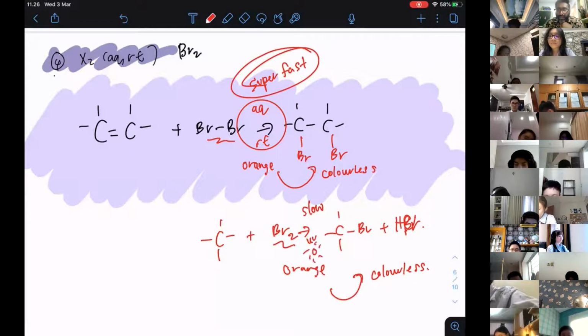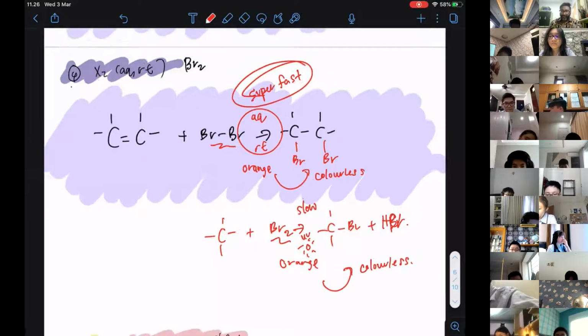So this Br2 can also be used as a test to test for carbon-carbon double bond. So if you want to differentiate ethane and ethene, what is the best option? What is the best reagent that we can use to differentiate them? You can use Br2. That is going to be one of the best methods to differentiate them.